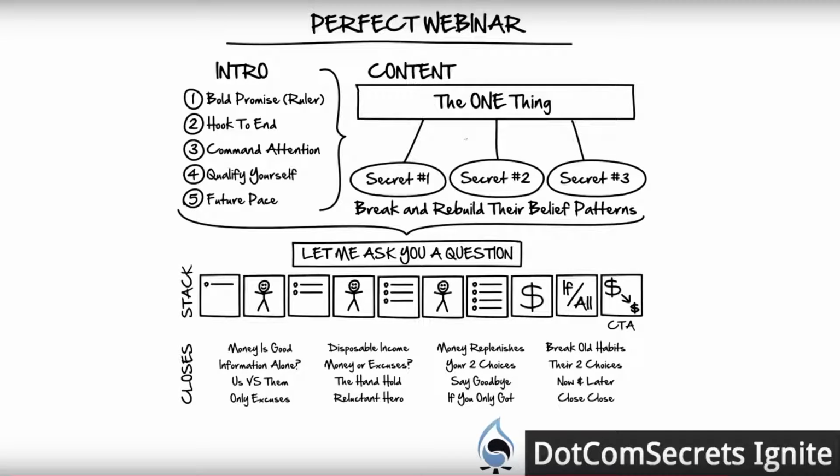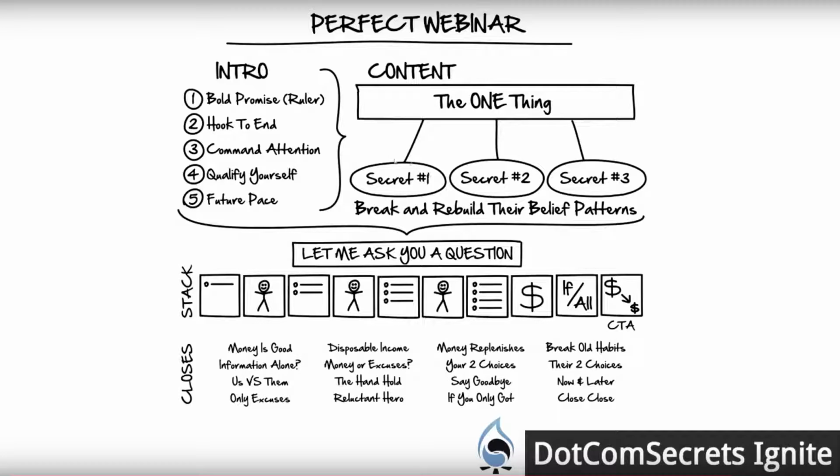So for us, we pick one core thing, and usually this one core thing, we tie it to a headline that says, how to blank without blank. If you can fit your thing you're selling into that little framework, it works. Okay, for example, one of our recent webinars was high ticket secrets. It was how to sell high ticket products without picking up the phone. How to do what without what. Okay, that's the one thing.